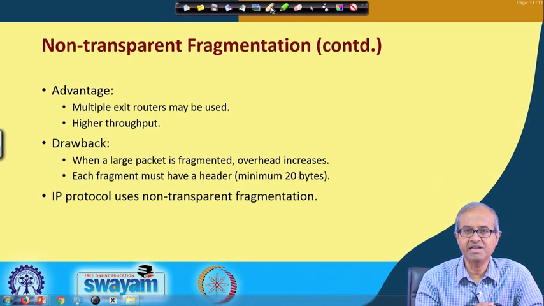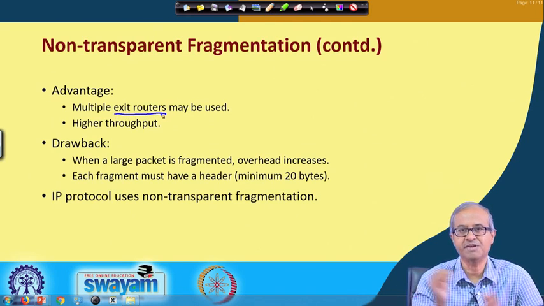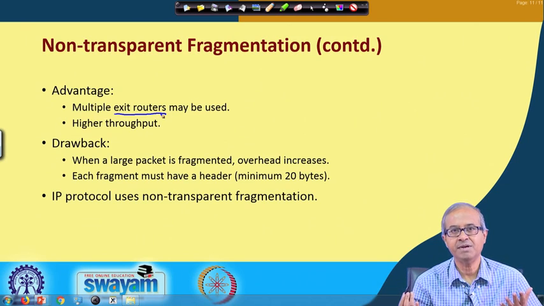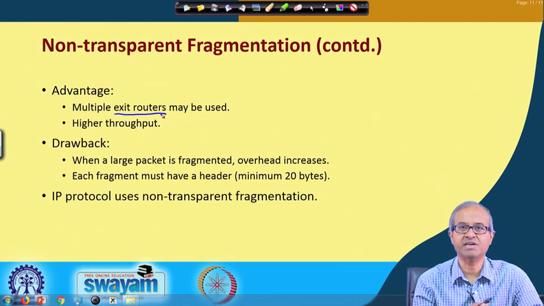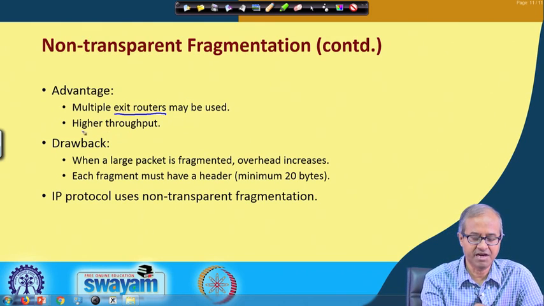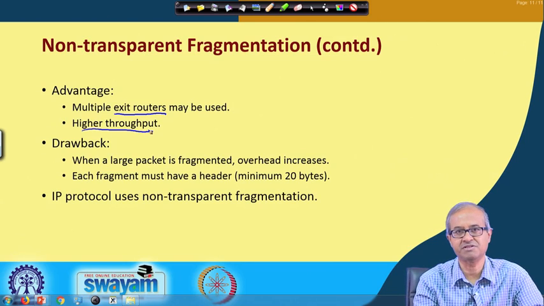The advantages you can clearly see here. You can use multiple exit routers for transmitting the fragments, and therefore, you can have better utilization of the networking resources, the links. This will result in higher throughput quite naturally, because you are using multiple paths together.